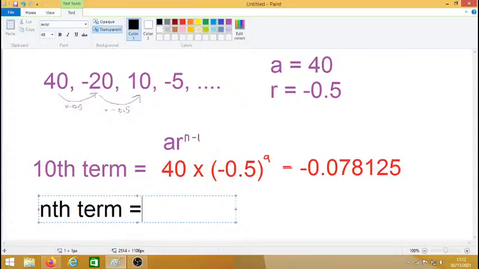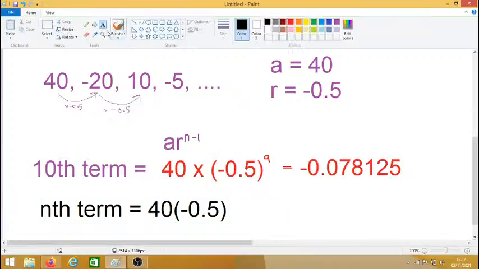And now for the nth term formula. Here we just want to leave n in the formula, but try and put everything else in. So the a is the same as before, 40 times r, which is minus 0.5. I don't really need the times sign. I can just put minus 0.5 in brackets. And as you're used to algebra, then you know that when you have a number outside a bracket, it really means times. And then n minus 1, we're just going to leave as n minus 1 because it's a general formula for any number in the sequence.